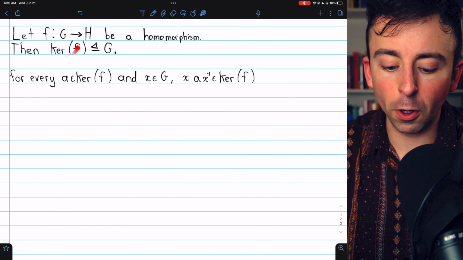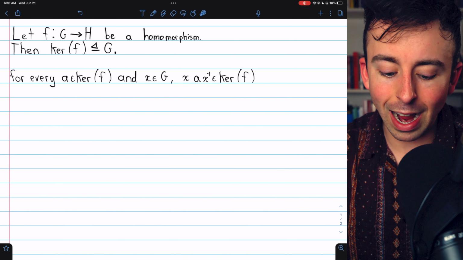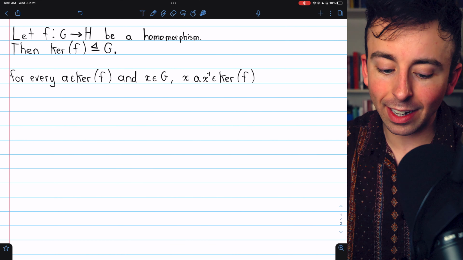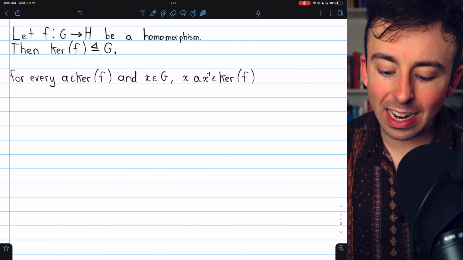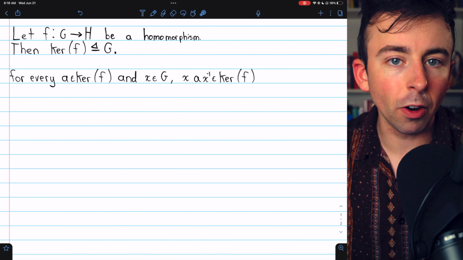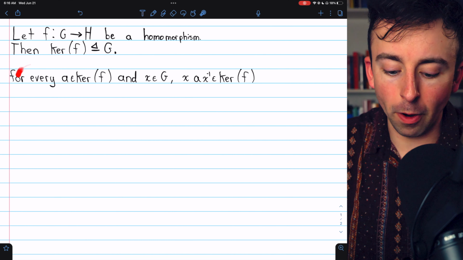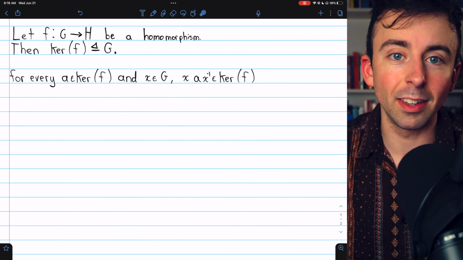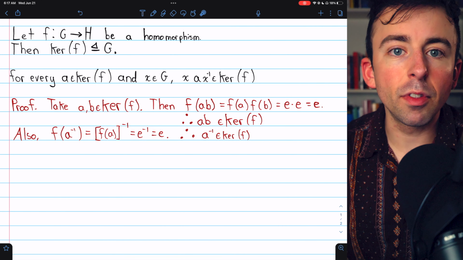To prove that the kernel of F is a normal subgroup of G, we're going to have to prove that for every element A in the kernel and every element X in G, the conjugate XAX inverse is an element of the kernel. This part is just establishing that it's normal. We'll have to prove also that it is in fact a subgroup at all. Let's get the subgroup part out of the way first.